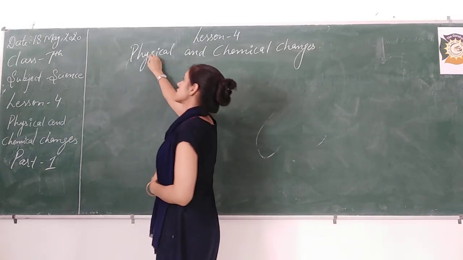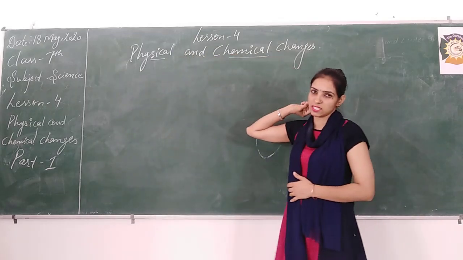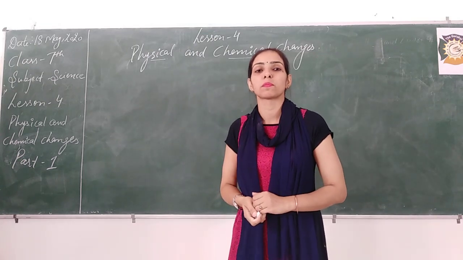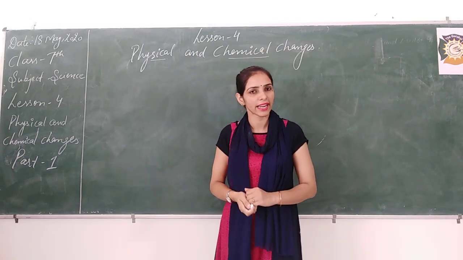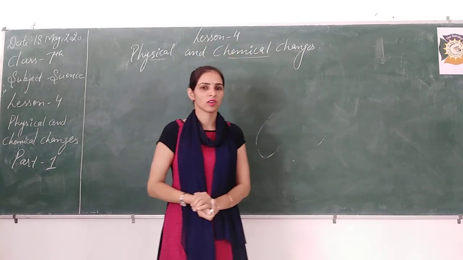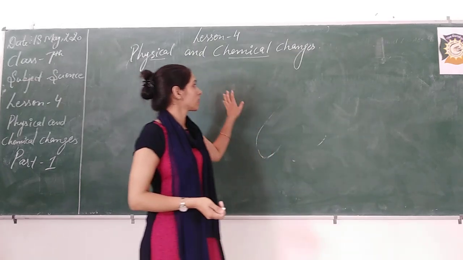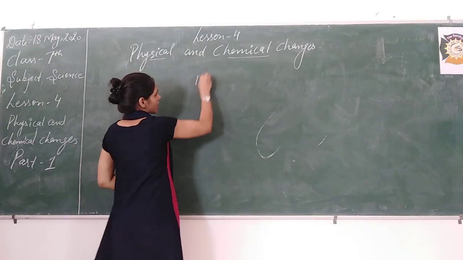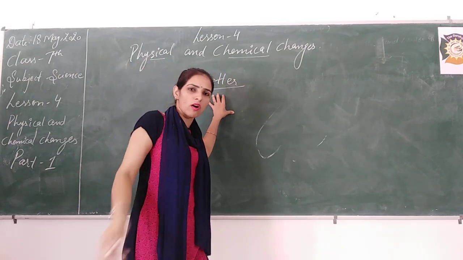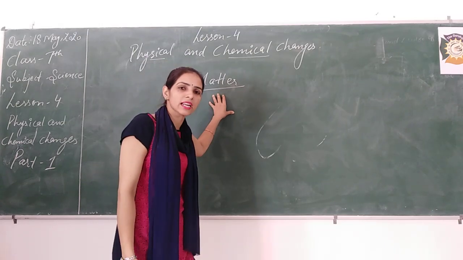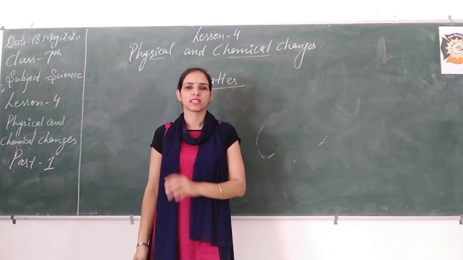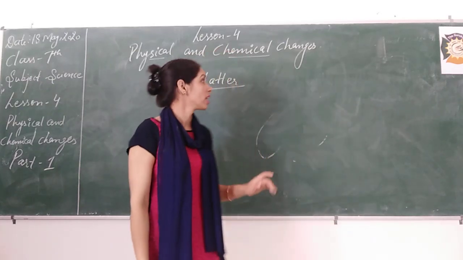As the name of the chapter is physical and chemical changes, right? But do you know physical and chemical changes takes place in a substance, right? And all the substances are made up of matter, okay? Now, as per this matter term, all the substances are made up of matter. This term is clear to you? You already have studied about what matter is. Matter is anything that occupies space and has mass, right?